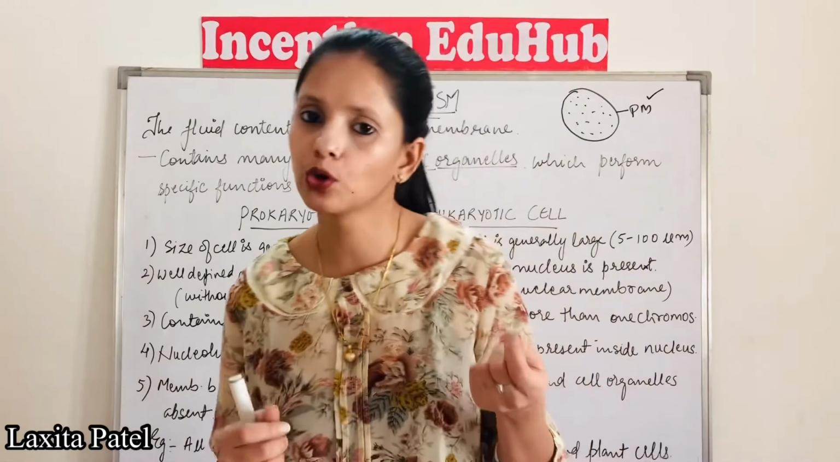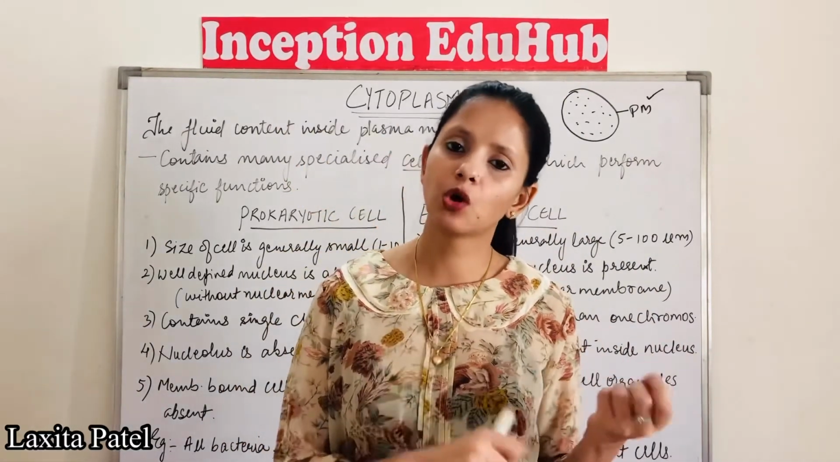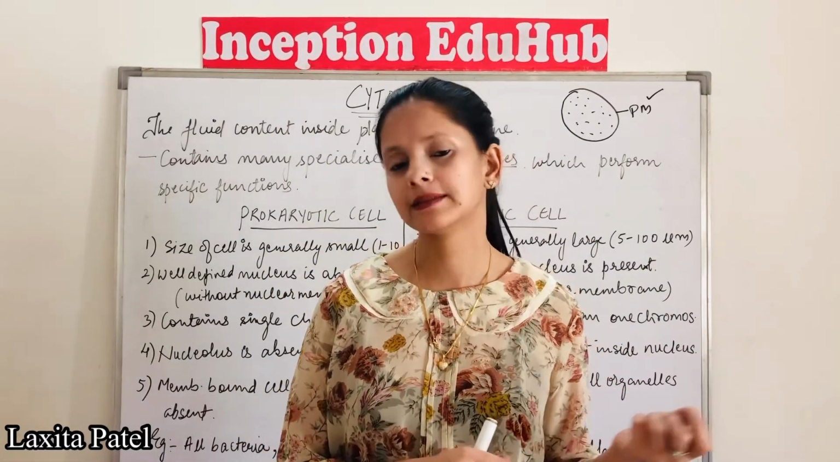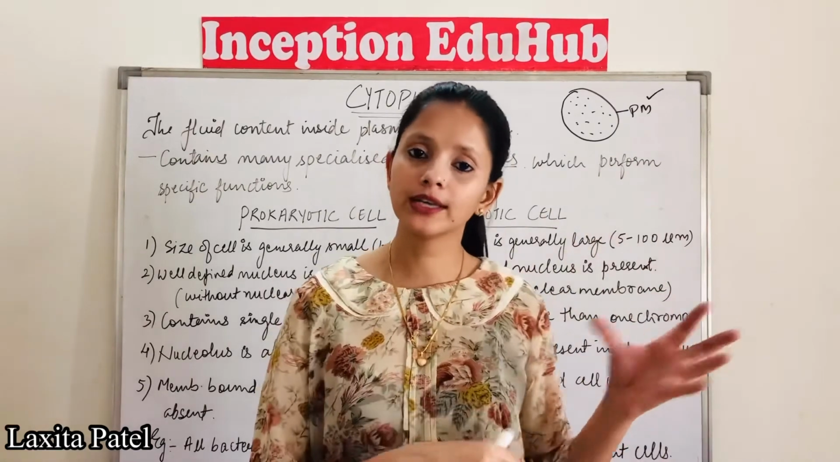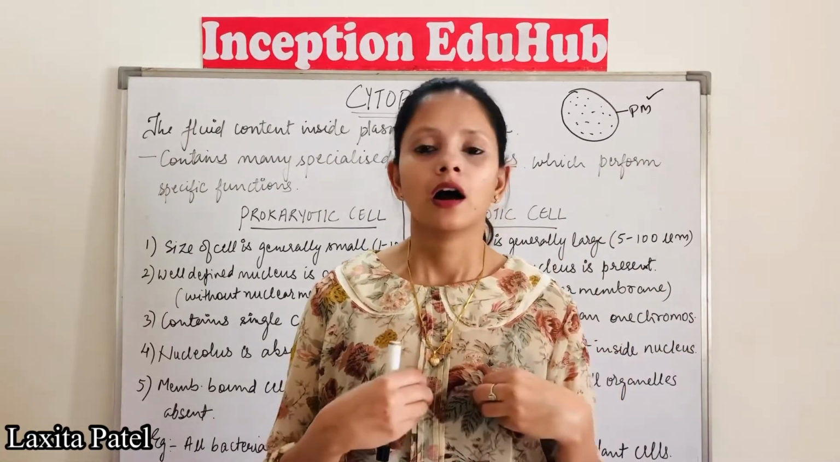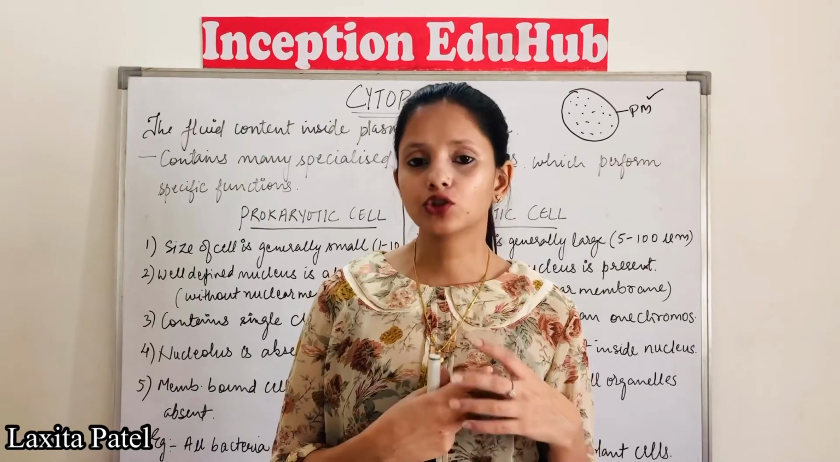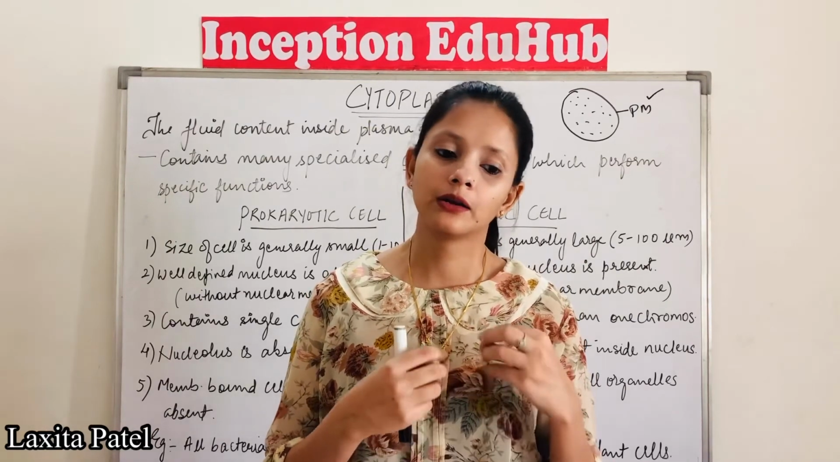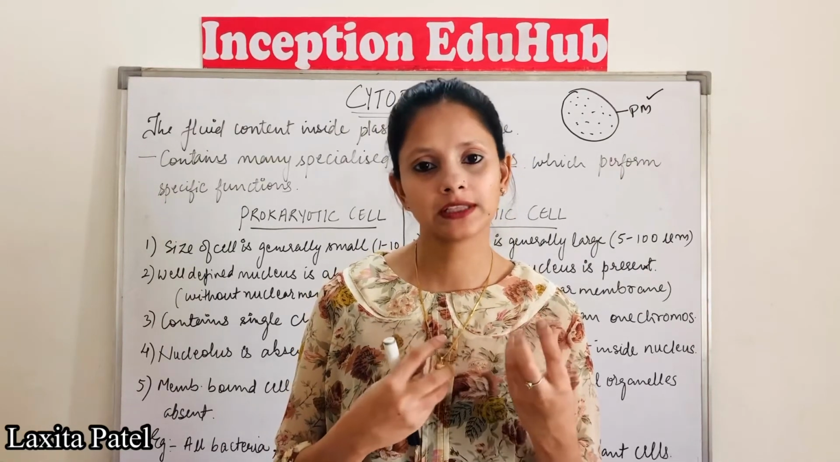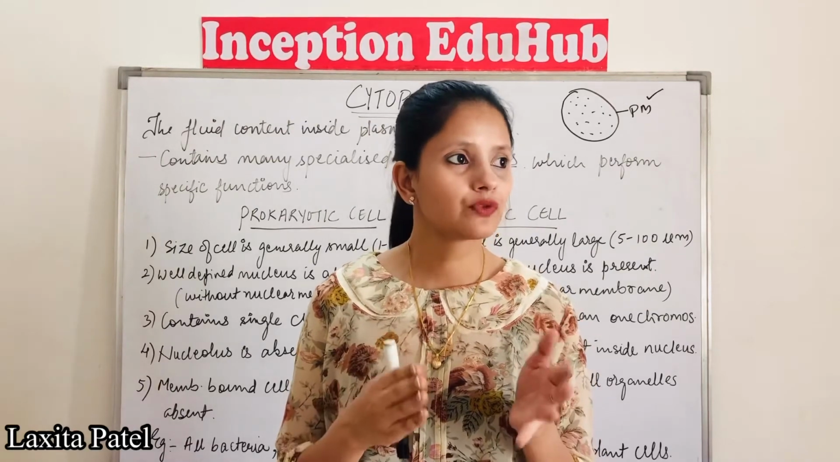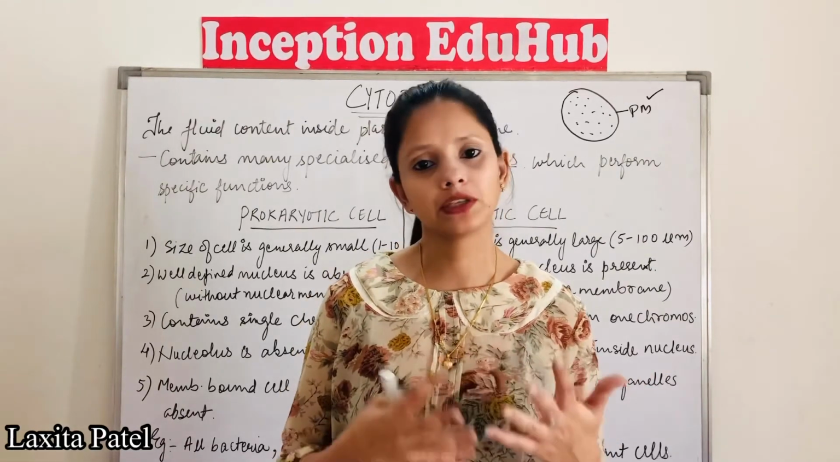You know what is micrometer? Micrometer is a very small unit for measurement of size. On the other hand, जो यूकेरियोटिक सेल होते हैं जैसे एनिमल सेल्स, प्लांट सेल्स, ये जो सेल्स होते हैं they are comparatively larger in size. They may be approximately from 50 to 100 micrometers in size.